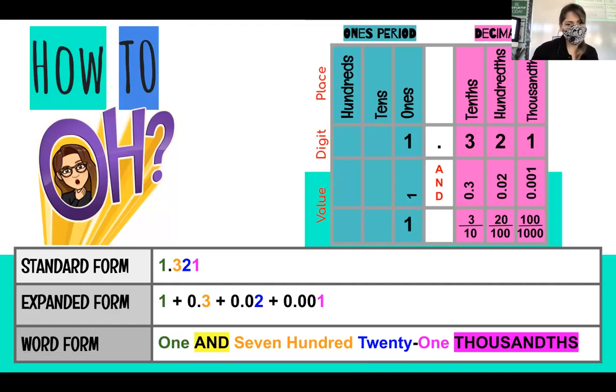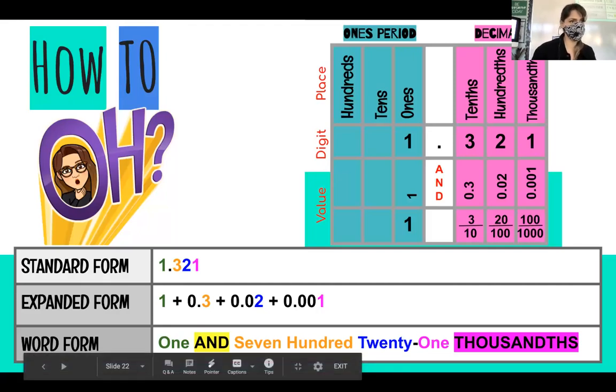Now the 2, I can't tell you how many times I see this common error. People put 0.2. The 2 still needs to appear in the hundredths place because the 2 is worth 2 hundredths. So you're going to have to annex a 0 there. And then finally, the 1 is in the thousandths place. Do not forget to annex 2 zeros.